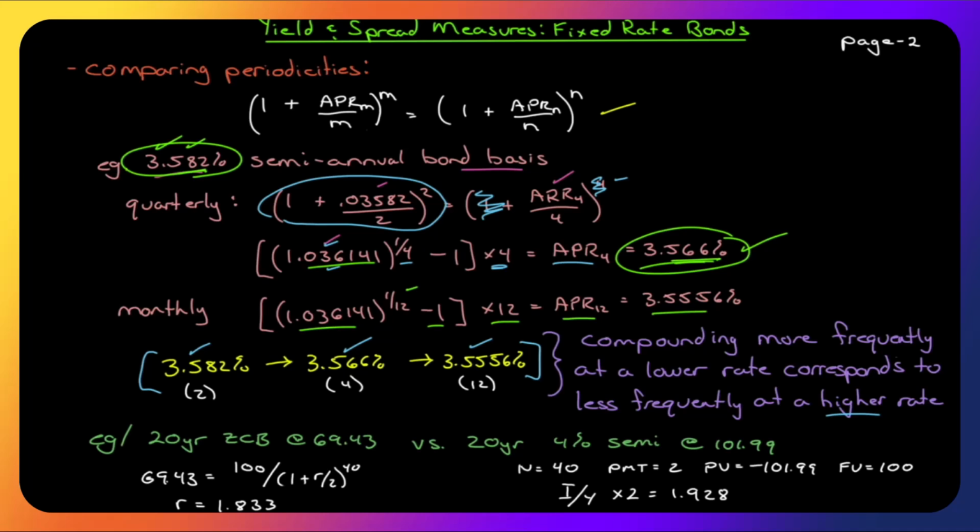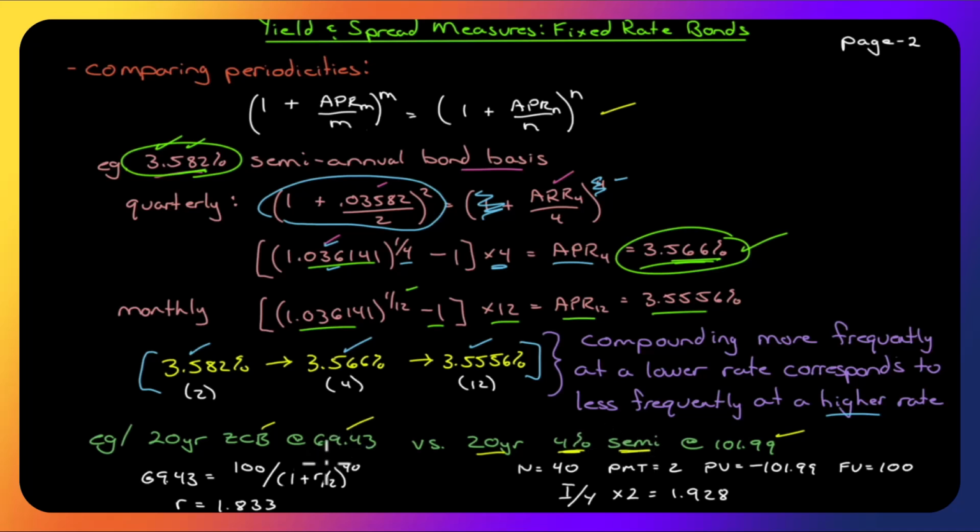So let's say we're comparing two investments. We can buy a 20-year zero coupon bond for $69.43. Or we can buy a 20-year coupon bond. It pays 4% semi-annually for $101.99. And we plan to hold both of them to maturity. Which one will give us the higher yield based on current rates? Remember, for the zero coupon bond, the periodicity is arbitrary. Well, we have to compare it with the 20-year 4% semi-annual bond.